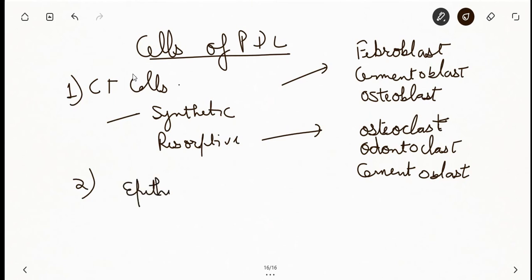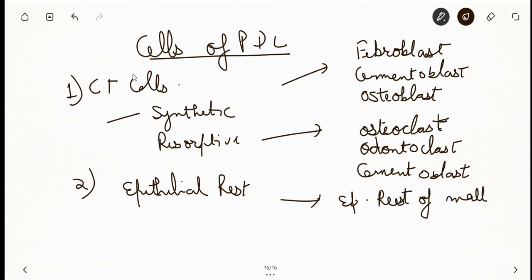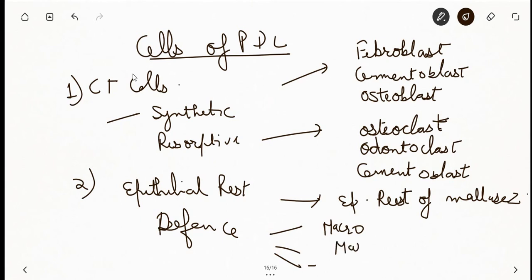The epithelial rest cells, that are the epithelial rest of Malassez. The defense cells: macrophages, mast cells, and eosinophils.